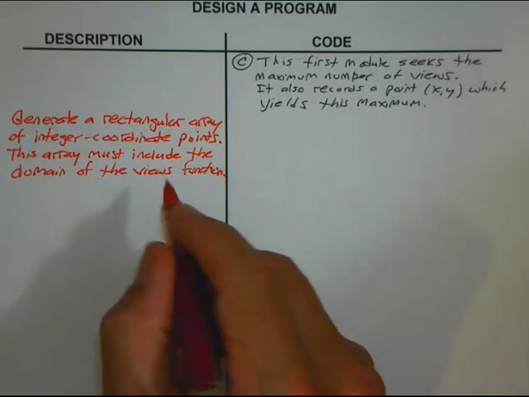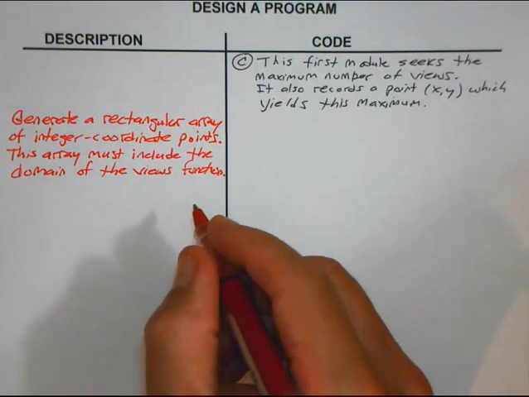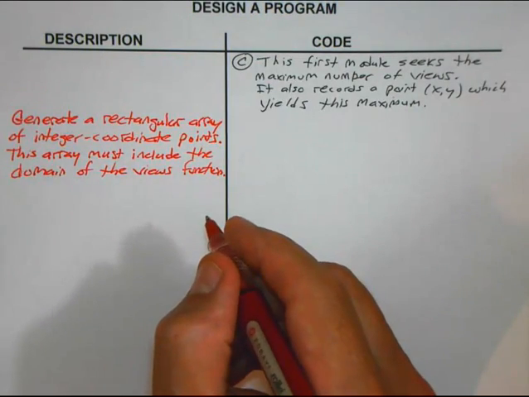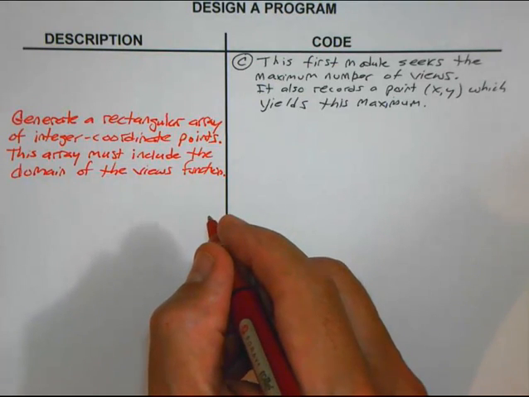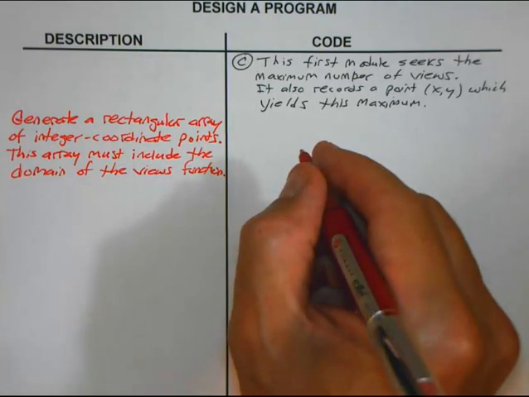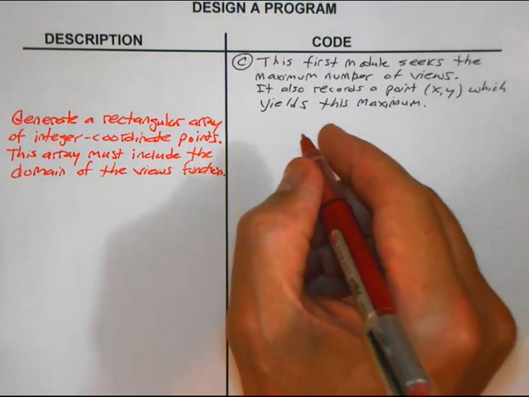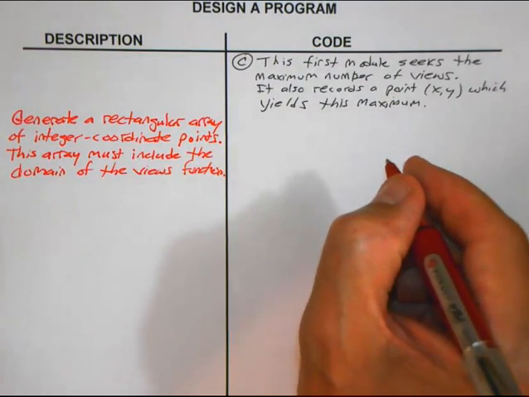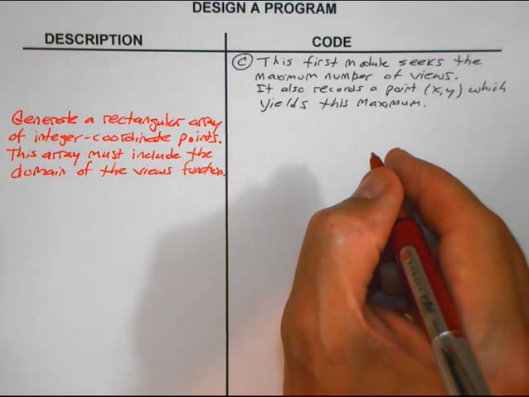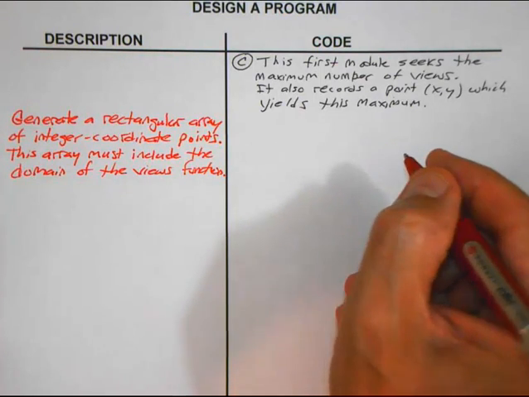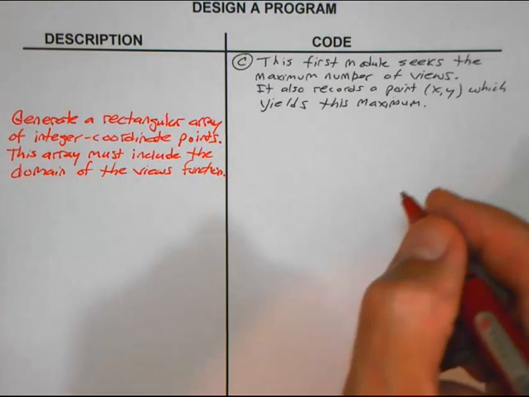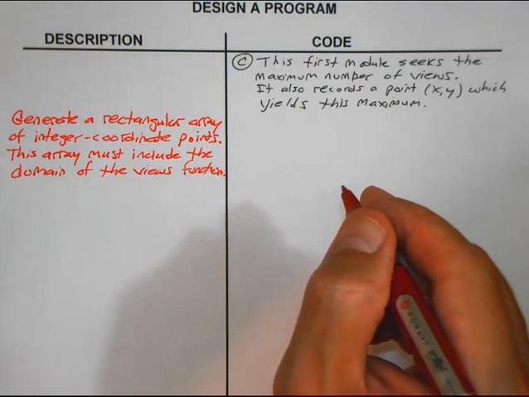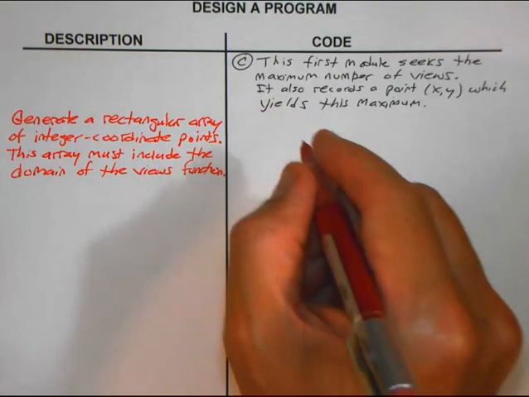Okay, so we plan to generate a rectangular array of integer coordinate points. This array must include the domain of the views function. We already have graphed that domain, and we realized that we need a rectangular array that has the x's going from 0 to 16 and the y's going from 0 to 66. To create that, we can do that with counter loops in a program.